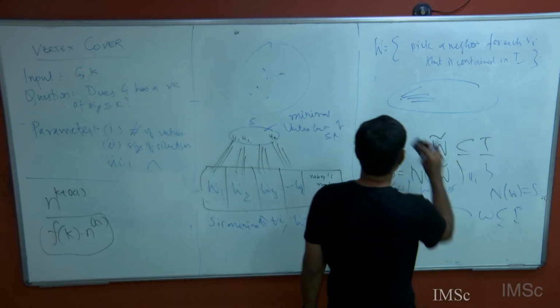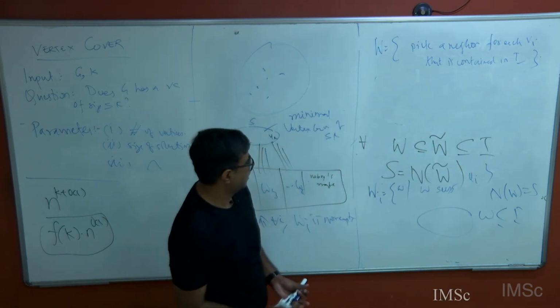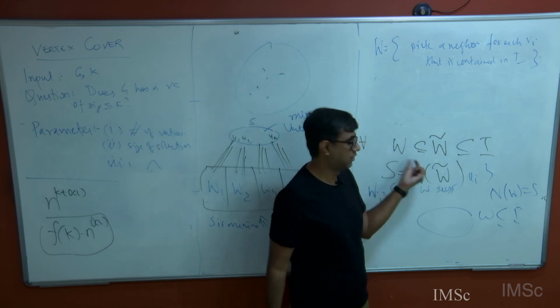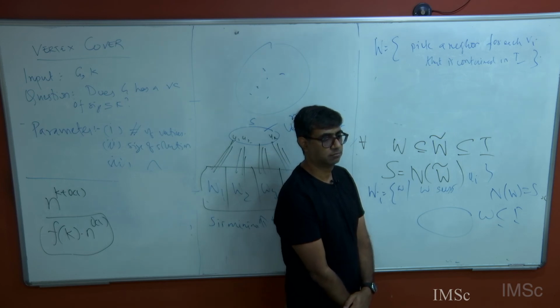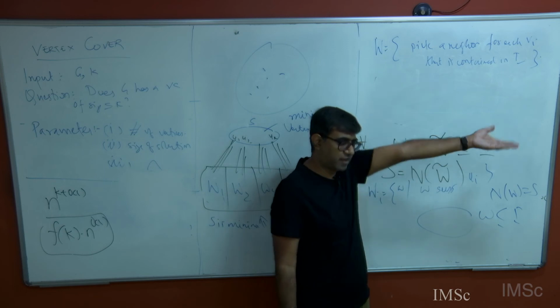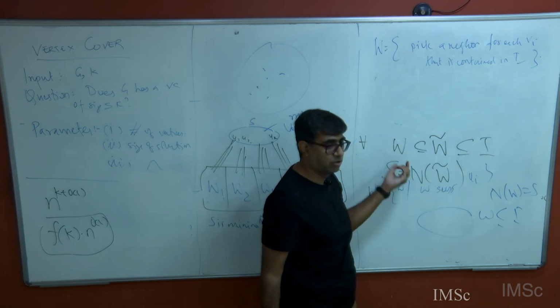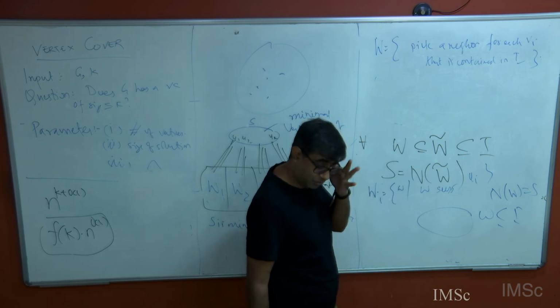Okay. Now, this is still true. If I give you any W tilde, which is a subset of W, and contained inside I, S is equal to N of W tilde. Do you agree? Because where are the neighbors of W tilde? That is contained inside S, and because it contains W, it is equal to S. So, can you think of an algorithm now?